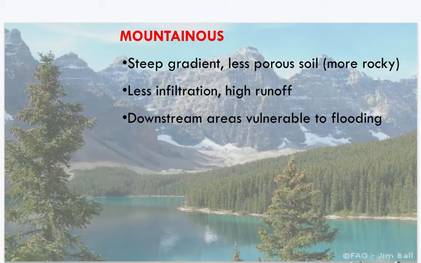Mountainous watersheds, you have very steep gradients, so you have very low porosity soil, because soil doesn't have a lot of time to form on these steep slopes. It gets washed away too easily. Your soil is more mineral than it is organic material. Steep slopes have very little infiltration, lots of runoff, because the water doesn't get to move into the ground. It flows along the surface. And downstream of mountainous watersheds are very vulnerable to flooding.